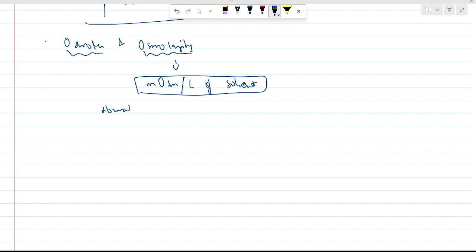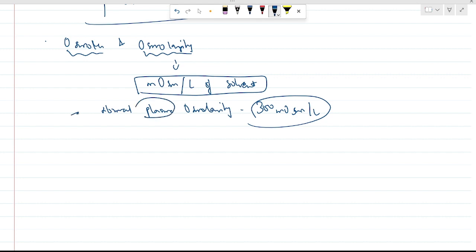Normal plasma osmolarity is 300 milliosmoles per liter. 300 milliosmoles per liter is the osmolarity of plasma. Remember this fact.